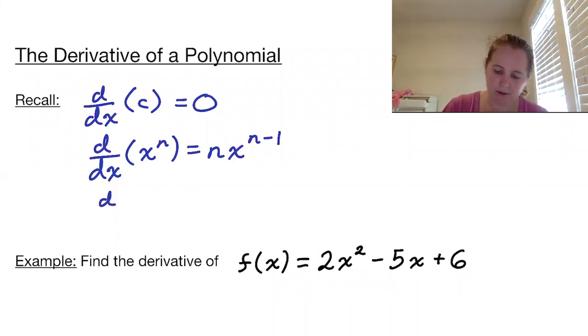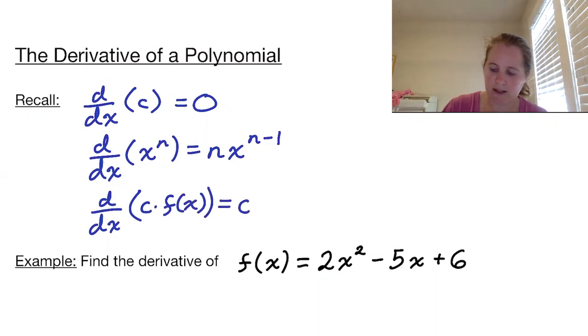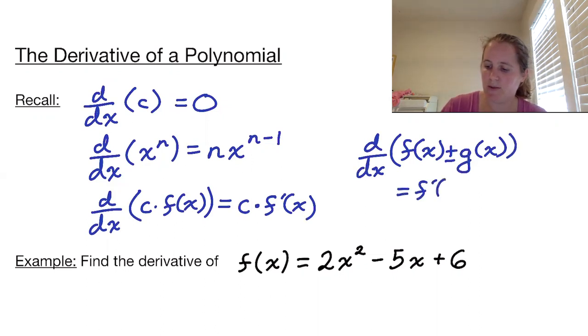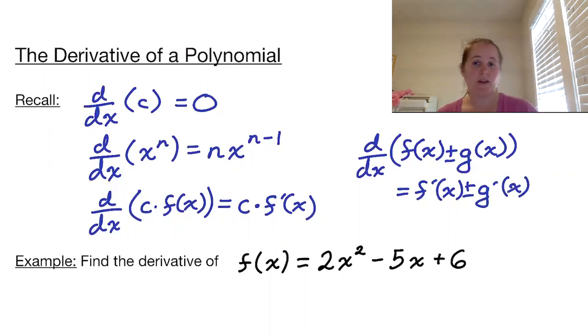We had that the derivative of a scalar times a function was just the scalar times the derivative of the function. And then also we have that the derivative of f of x plus or minus g of x was just f prime of x plus or minus g prime of x. And again, we discussed the fact that with all of these together, we can take the derivative of any polynomial. So let's go ahead and just do some practice.